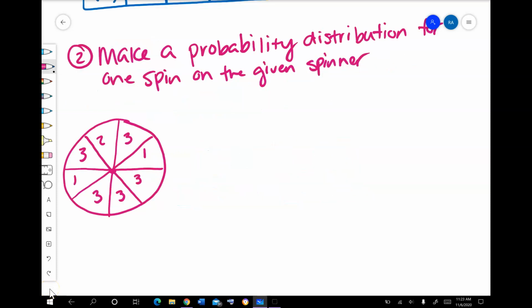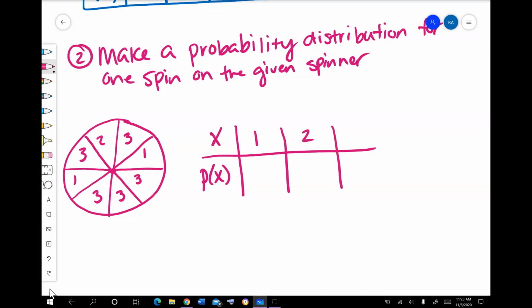So now I want to make a probability distribution for one spin on this given spinner. We're going to make our chart X over P of X. First I need to know what outcomes are possible. What are the possible things I could get when I spin the spinner? Well, I could spin a 1, a 2, or a 3. That's the only outcomes that I could have off the spinner.